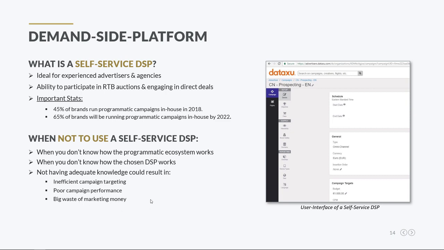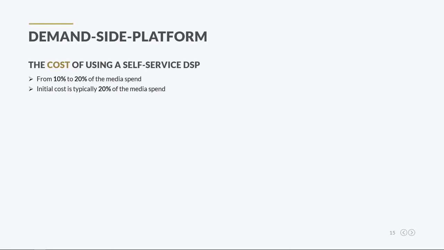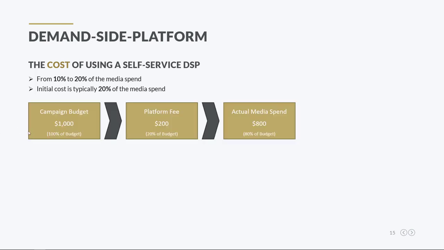The cost of using a self-service DSP ranges from 10% to 20% of the media spend. The actual cost depends on the total amount an advertiser is willing to invest per month, the chosen DSP provider, and of course the advertiser's negotiation skills. Quite commonly, small advertisers start with the 20% rate, and renegotiate with the DSP vendor once they increase their media buying budget. But let's see in greater detail how a self-service DSP charges this fee from an advertiser.